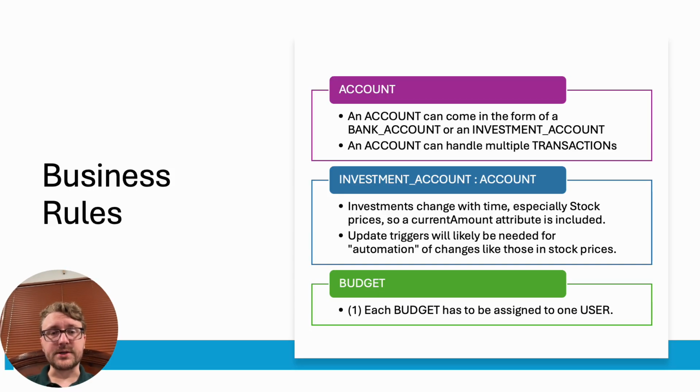And then there are also some other restrictions as well, including things such as accounts. So as I said, each person can have multiple accounts, and they can come in two different forms. They can come in the form of either a bank account, or they can come in the form of an investment account. And accounts can handle multiple transactions occurring at the same time, but as we said earlier, each transaction should only be handled by one account.